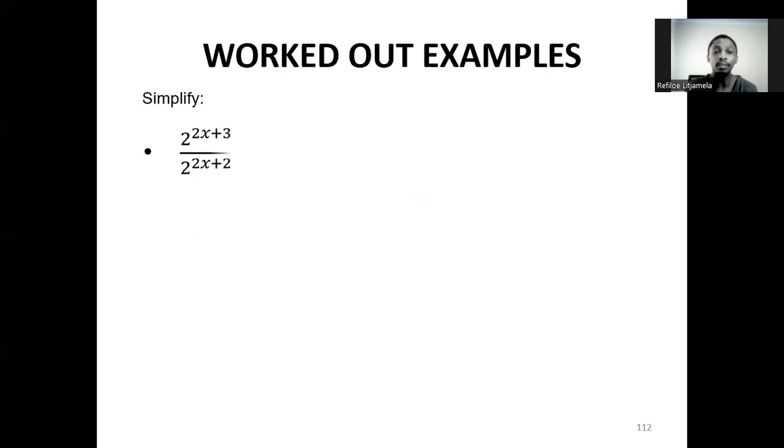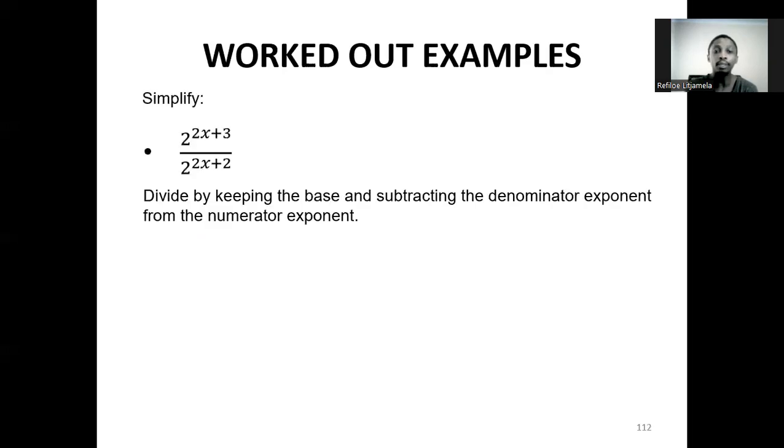You represent it as a single base, and then you will simply take your denominator exponent, subtract it from the numerator exponent. Remember, when it moves up, its sign will change. Like terms, we've got 2x minus 2x, that gives us 0, and 3 minus 2 will simply give us 1. So we end up with 2 to the exponent of 1, and that simply gives us 2.